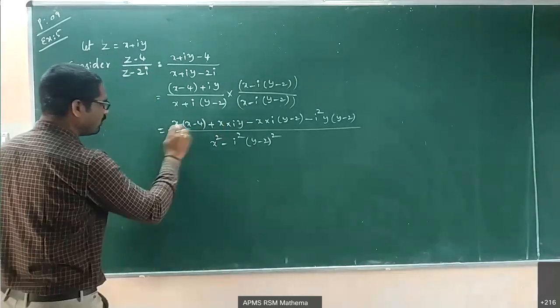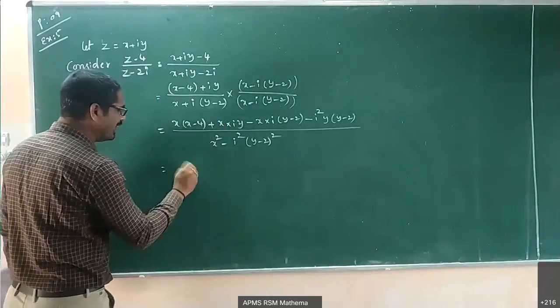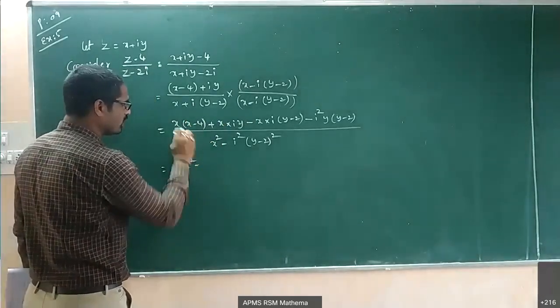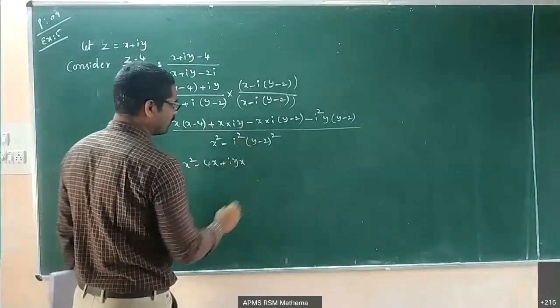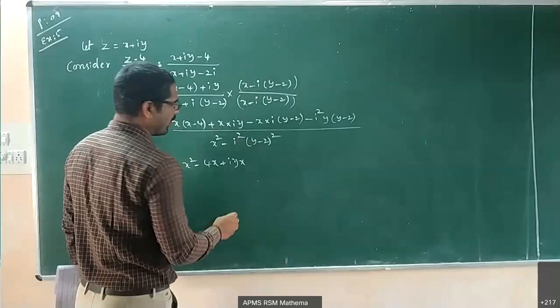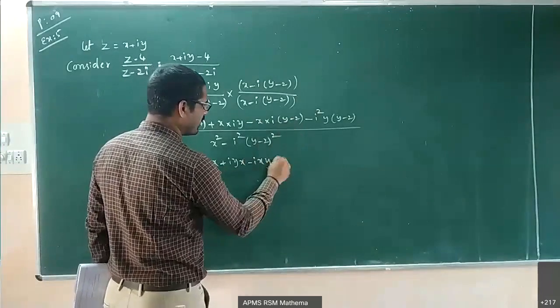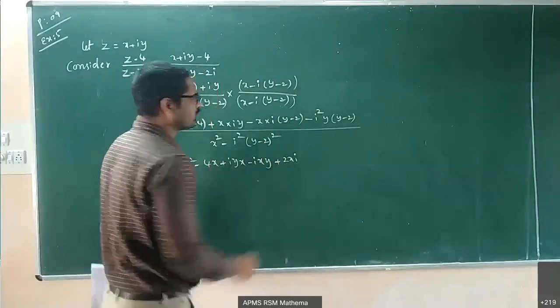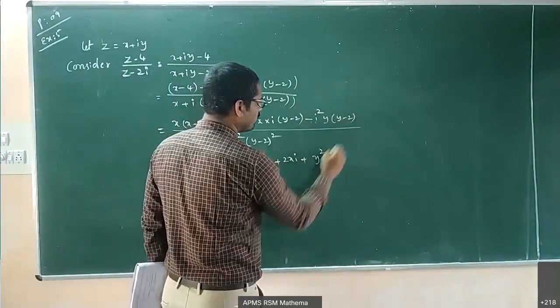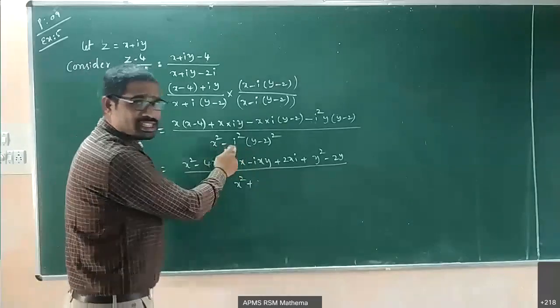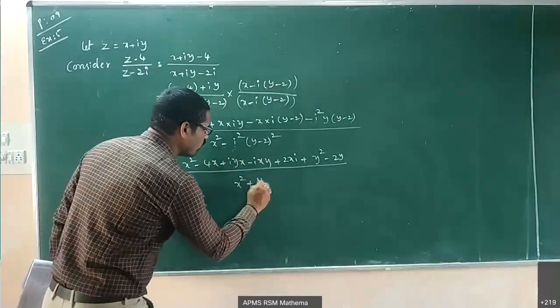If I simplify this and remove the braces, you get x into x square, x into 4, minus 4x, plus iyx, minus x into y, minus ixy, minus into minus plus 2xi. I square is minus 1, so we get plus y into y square, plus into minus 2y, divided by x square plus i square is minus 1, so minus into minus 1 you get plus, (y minus 2).